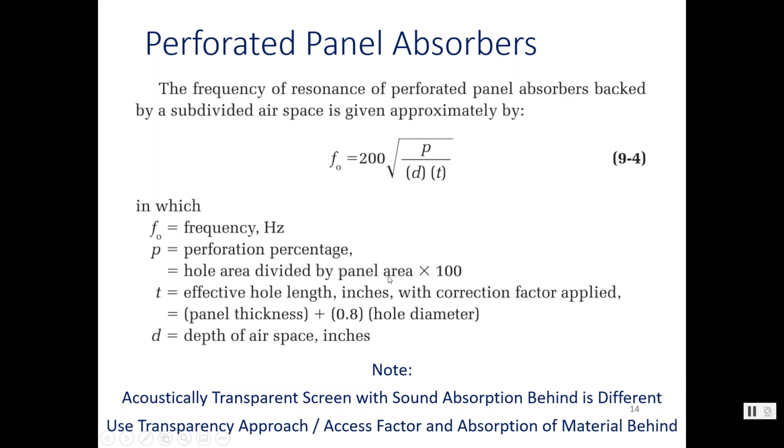Usually for these it's more like 15% max, something like that. But it's the whole area divided by the panel area. So like percent open area, then multiplied times 100. T is the effective hole length in inches with a correction factor applied. So you have the panel thickness plus 0.8 times the hole diameter. And then D is the depth of the airspace behind in inches.